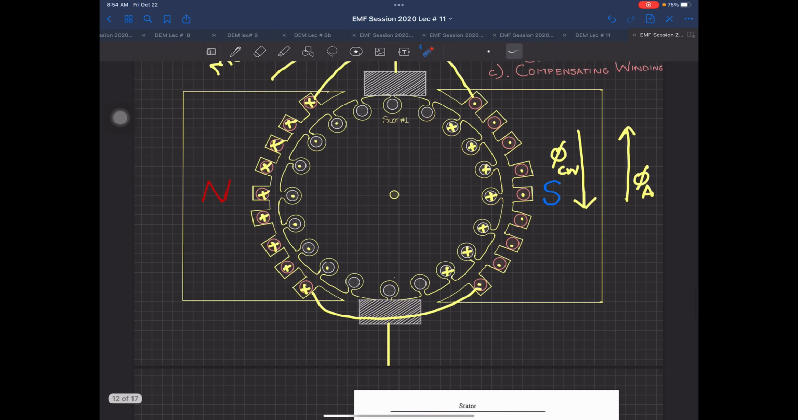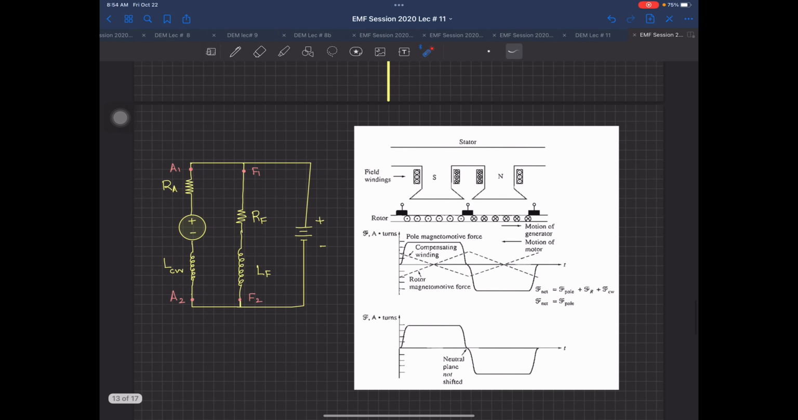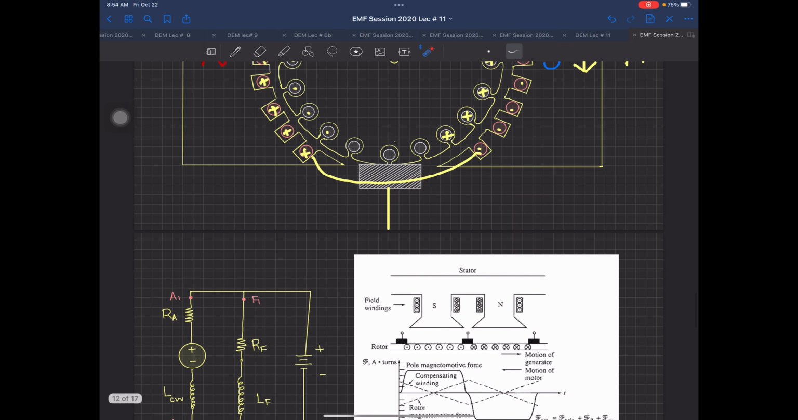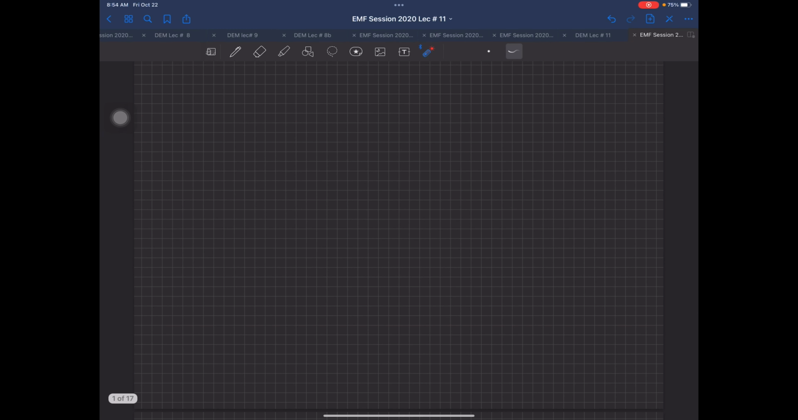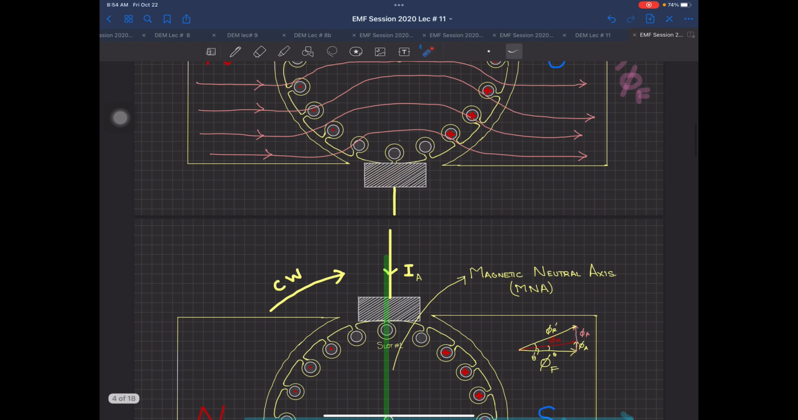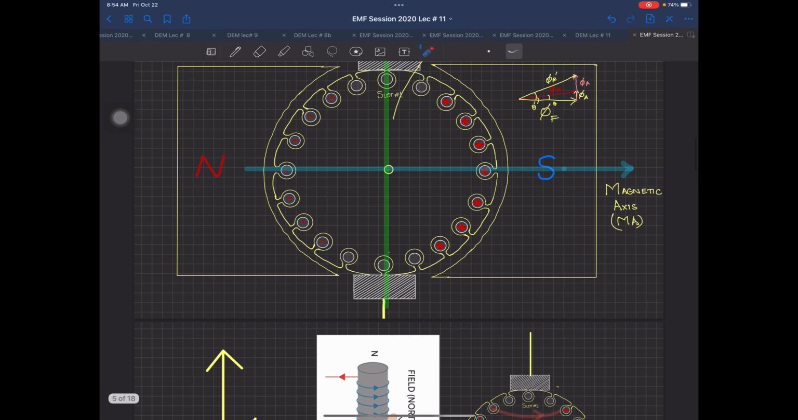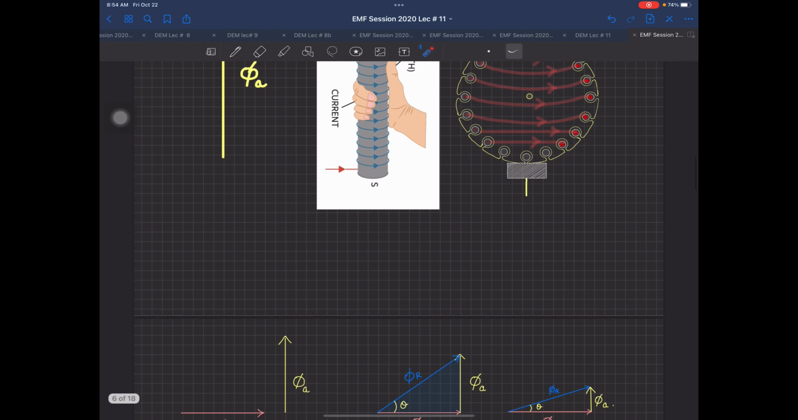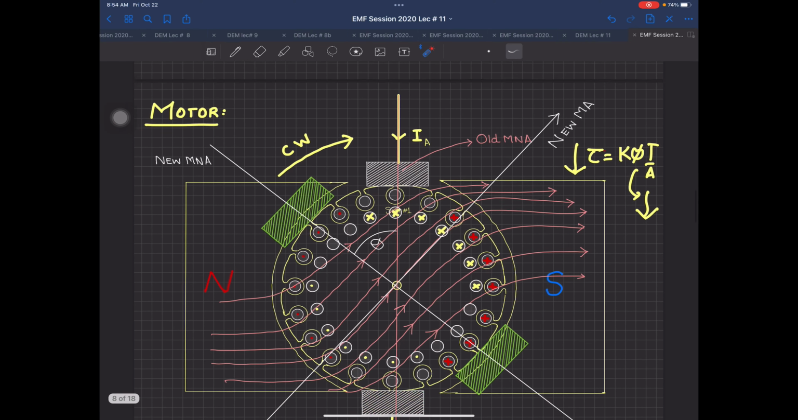Now, next topic is the, before I move on forward, there was one diagram I left over there. Come on, yaar. Where has it gone? I guess, let me just move on.